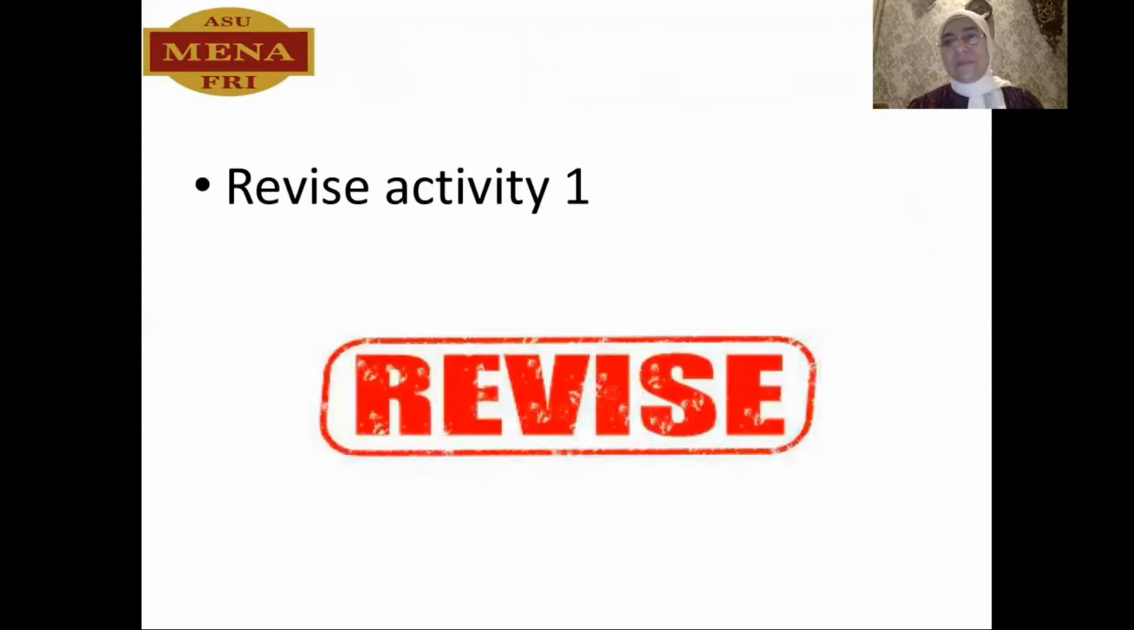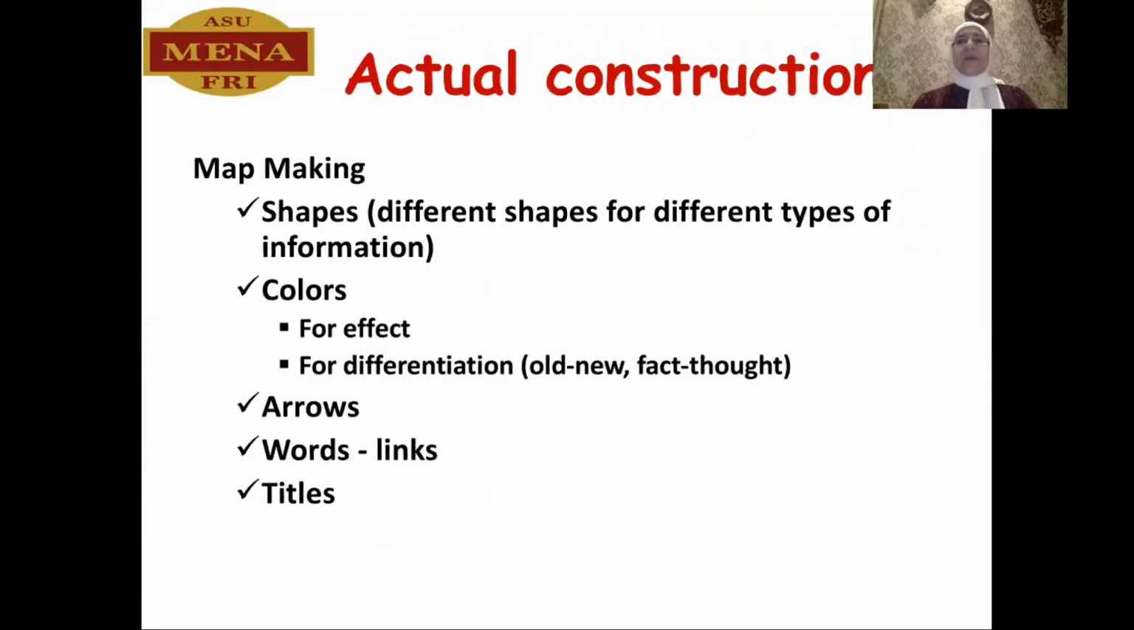Please revise activity number 1 and see the difference between the 2 slides, which of them can be called a concept map. To make the actual construction of a concept map, you have to use shapes, colors, arrows, words and titles. Different shapes are used for different types of information, and colors for differentiation, like something old and something new, something fact and something thought, and the opposite things, and so on. Arrows, words, links, and titles.